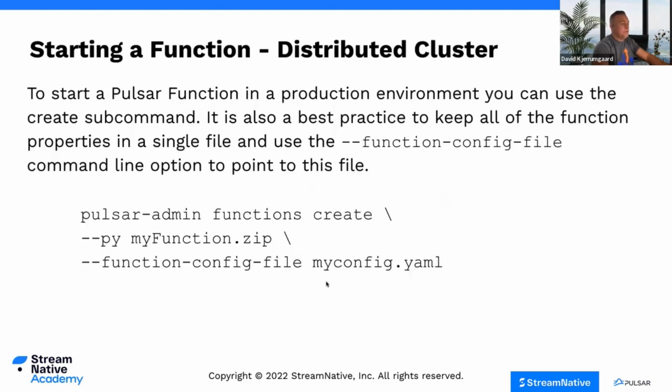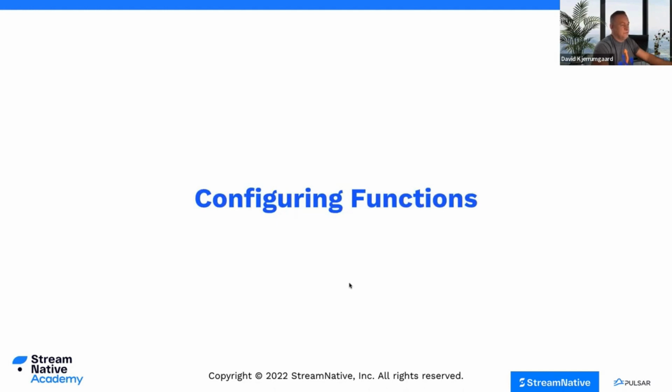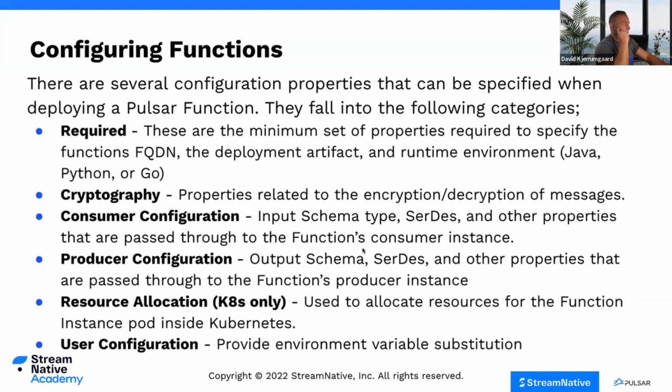So the nice segue is this configuration file is used to configure functions. So let's talk about how we configure functions and what some of the different options you have when configuring Pulsar functions. You can basically break these configuration options down into different categories as shown here. The minimum are obviously the required set of properties that you need. Again, you're going to need the function's fully qualified name, the deployment artifact, the name of the artifact that contains the source code you're trying to execute, and also it specifies the runtime environment.